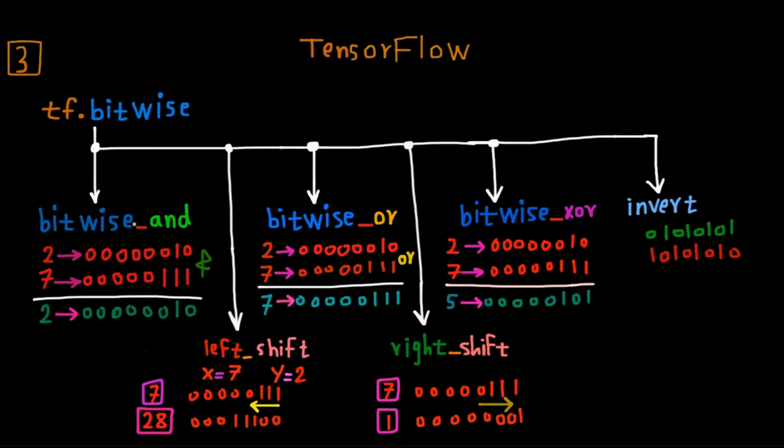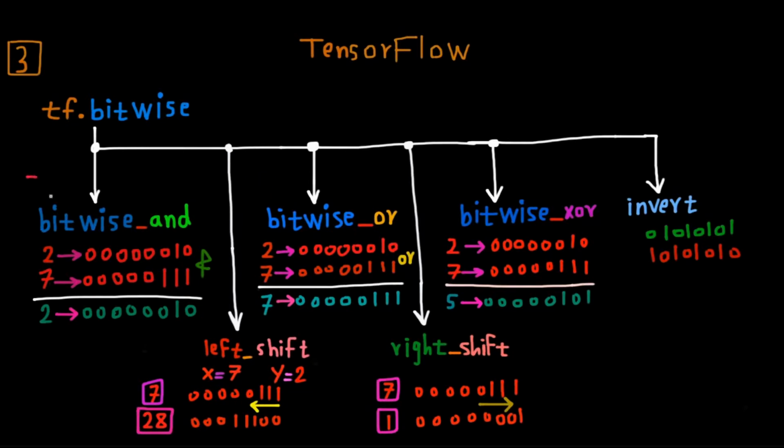As you can see here, there are several functions inside the bitwise module. The first one, bitwise AND function. The second one, bitwise OR function. The third one, bitwise XOR function. And the last one, invert function.